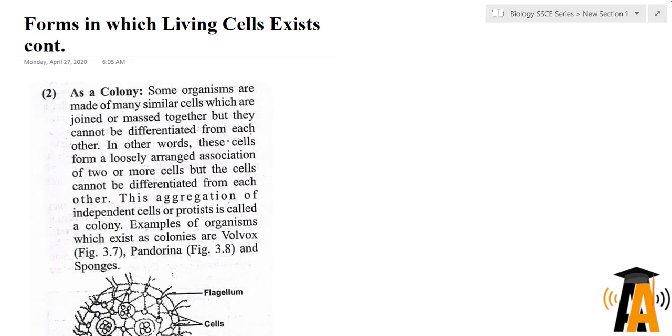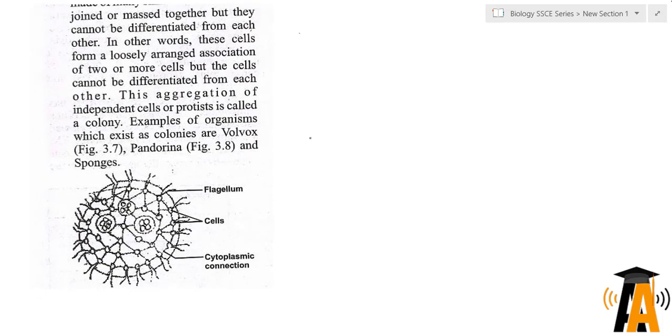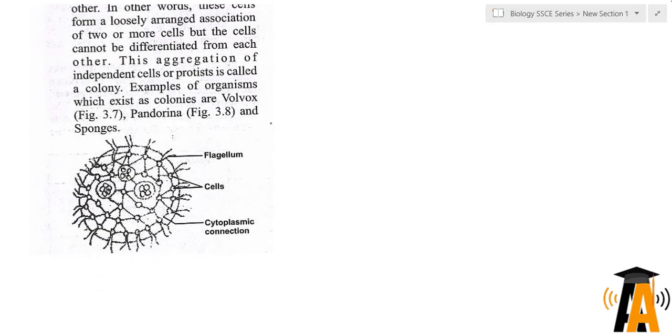In number 2, they exist as colonies. Some of these organisms are made of many similar cells which are joined or massed together, but they cannot be differentiated from one another. In other words, the cells form a closely arranged association of two or more cells, but the cells cannot be differentiated from each other. This aggregation of interdependent cells or protists is called a colony.